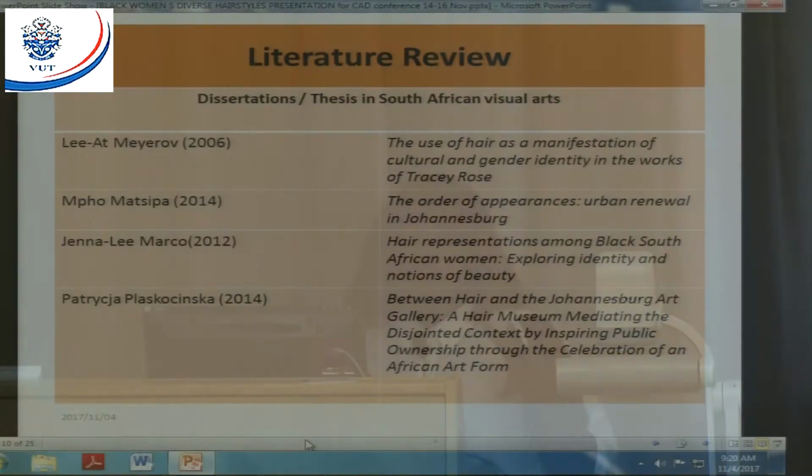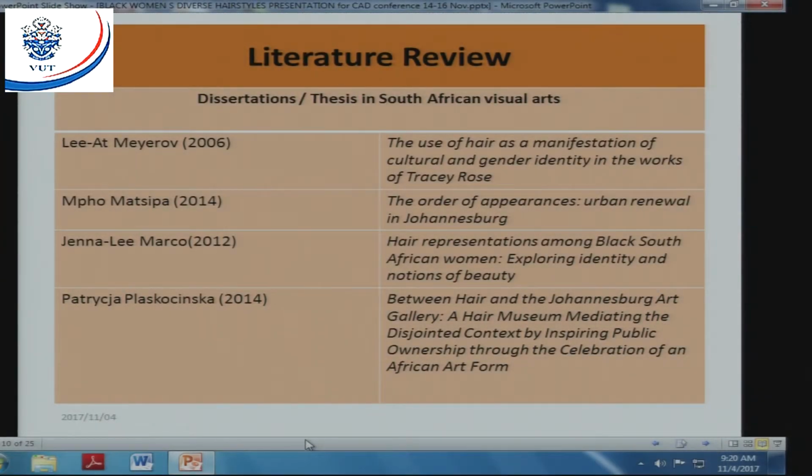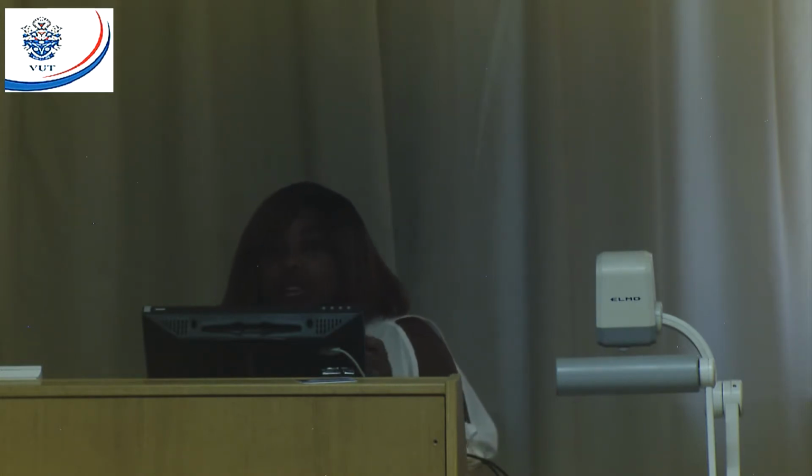Another study that I've looked at is Hair Representation Amongst Black South African Women, Exploring Identity and Notion of Beauty. In this study, Jean Lee Marco conducted a study in Cape Town, whereby she looked at colored women and black women. She also uses the theme of diverse hairstyles, but the diverse hairstyles in this study are simply natural hairstyles and altered hairstyles. Natural hairstyles are dreadlocks, afros and so on, and altered hairstyles are relaxed hair. She focused mainly on relaxed hair and also weaves.